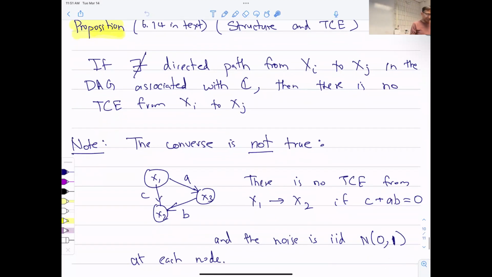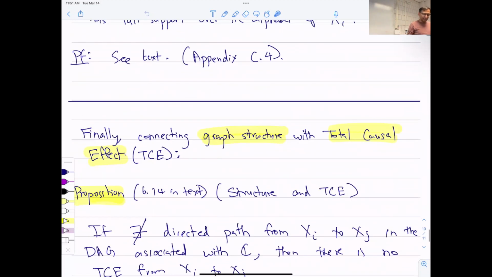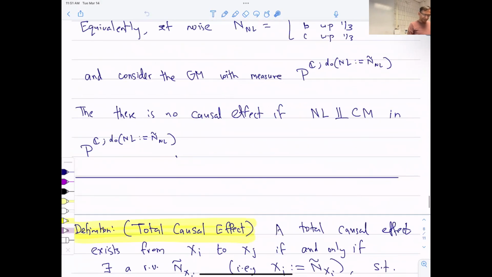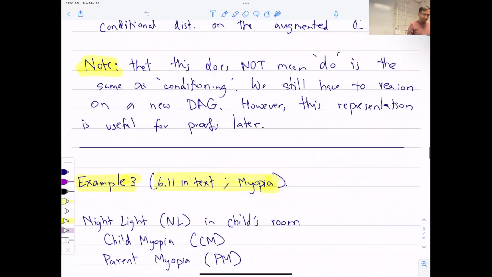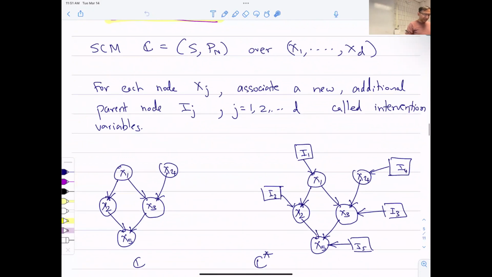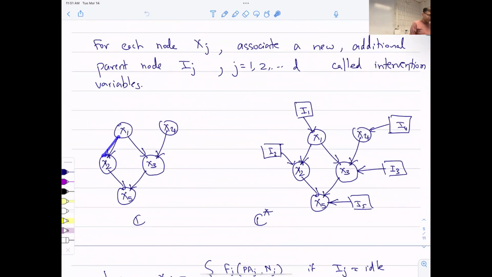So let's look at this. X1 has a causal effect on X5 potentially, as a total causal effect on X5. Why? I should be able to do interventions here. I should be able to change the distributions here.